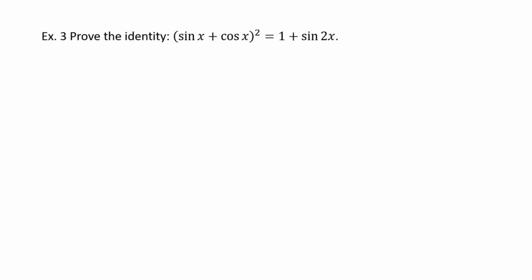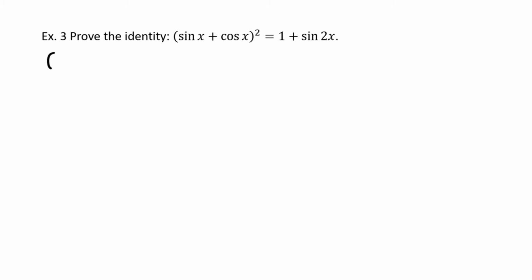Prove the identity. The quantity sine x plus cosine x squared equals 1 plus sine 2x. When we do identities, all your transformations need to occur on one side of the equal sign, and as a general rule, it's best to start with the more complicated side. So for this one, I'm going to begin with the left-hand side, and I'm going to expand the squared.